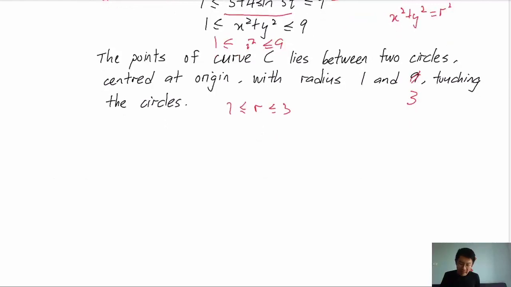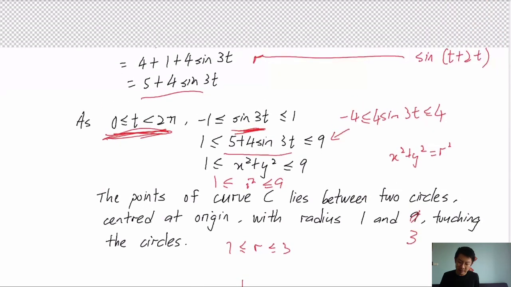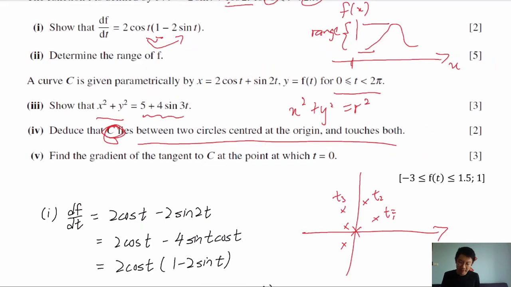So at last, this is the circle which has radius 1, and this is the circle that has radius 3, and all the points that we have lie in between these two ranges. You can use the plotter to check this curve. You can use the plotter to check the parametric equation, plot the graph, and see that the curve is in between the two circles.